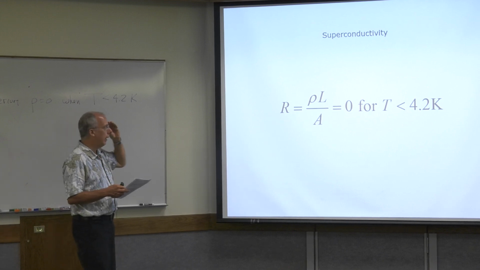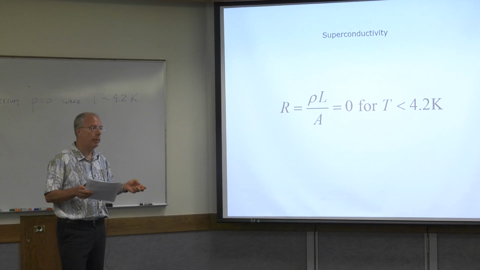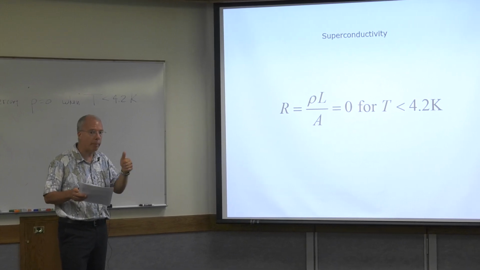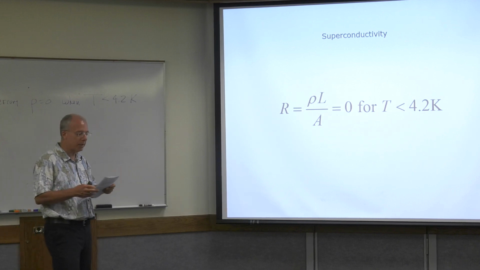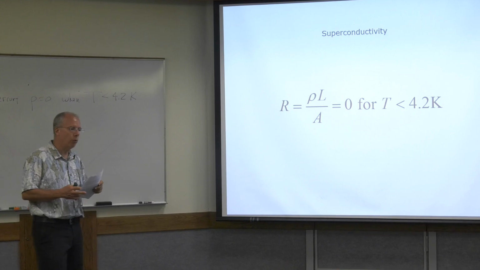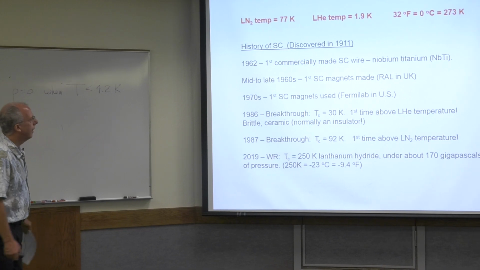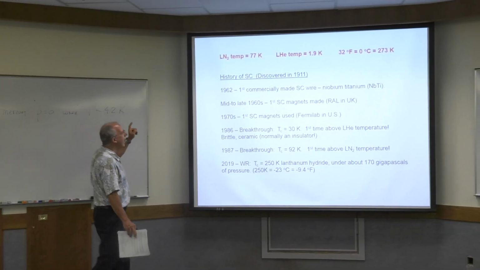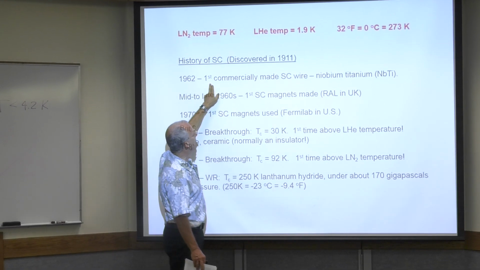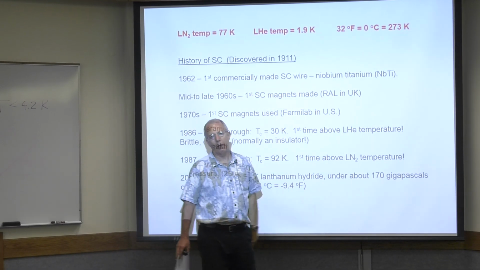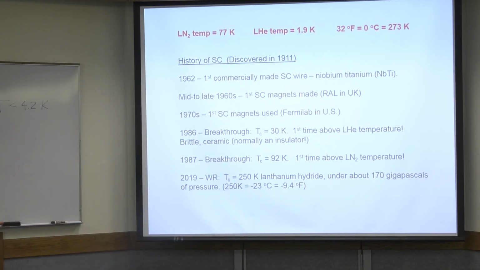So basically, since 1911, people have been trying to figure out how to get a material to become superconducting at room temperature. That would revolutionize the world. That's the big goal here: try to figure out room temperature superconductivity. So let me show you the progress. Remember, it was discovered in 1911. It wasn't until 1962 that people figured out how to make a superconducting wire, the first commercially made superconducting wire.